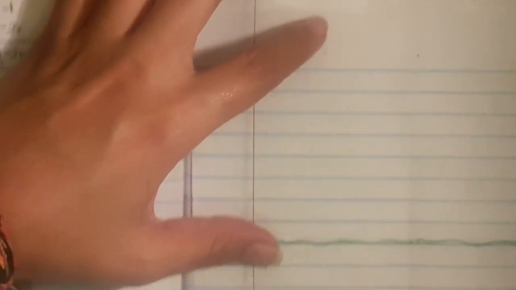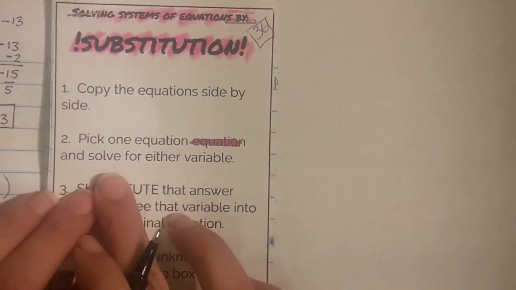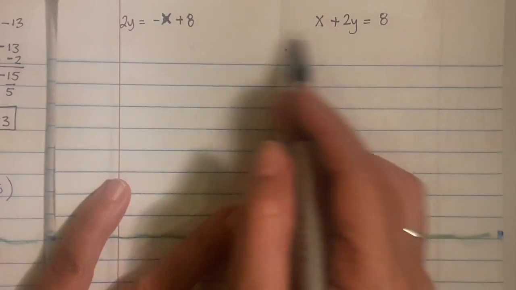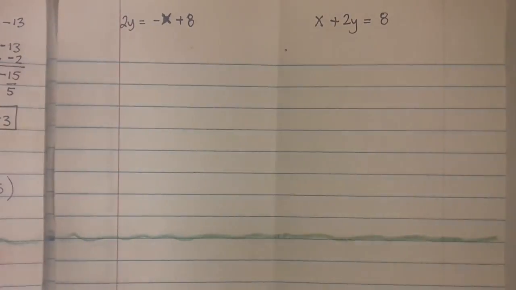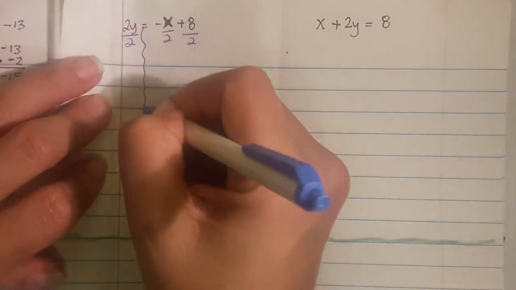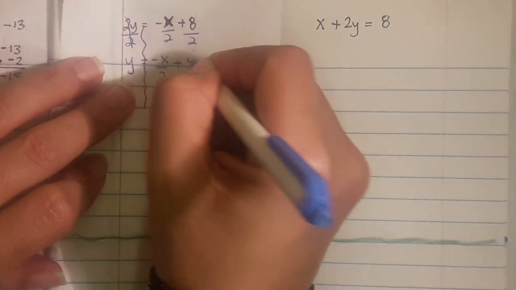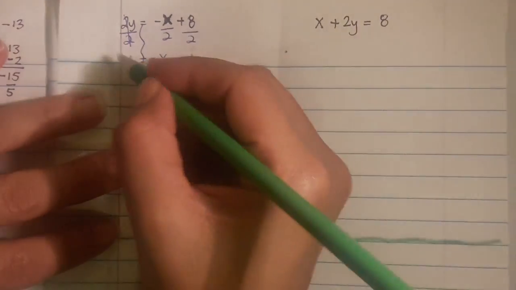Okay, so let's take a look at another example. Copy the equation side by side. Pick one equation and put it into the other one. Which one looks easier? So let's do this one on the left. Divide everything by 2 because you're solving for just y. Y equals -x over 2 plus 4, because 8 divided by 2. So you solve for y.